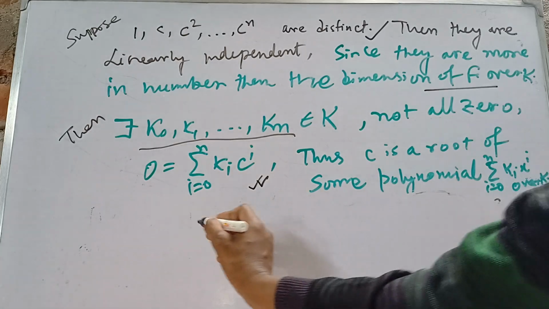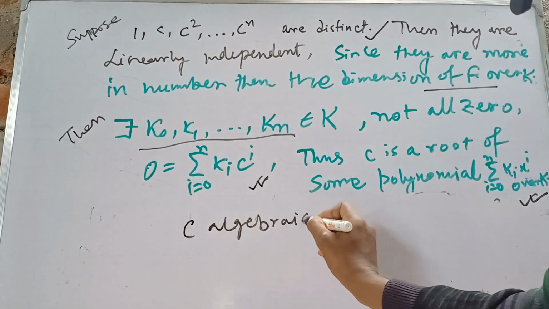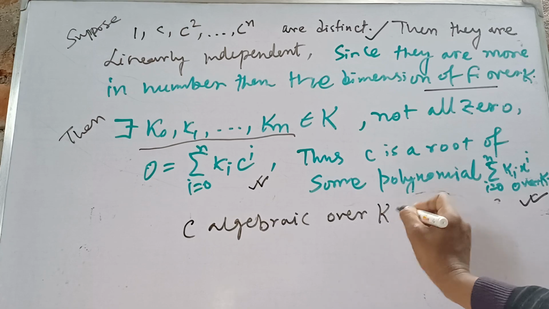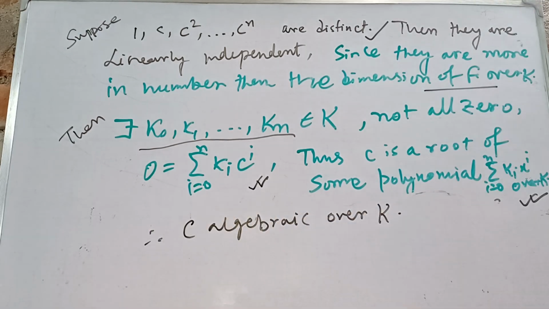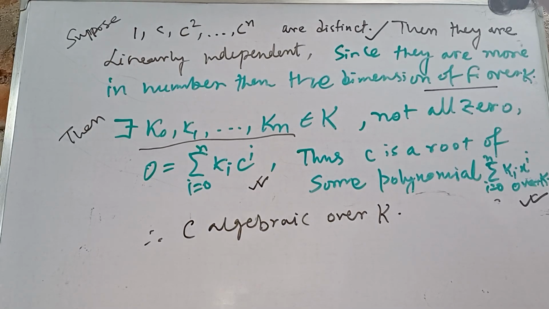C arbitrary, C algebraic over K, and obviously C arbitrary, then every element of F, an extension of K, is algebraic over K. Now we are going to discuss one theorem related to that topic.